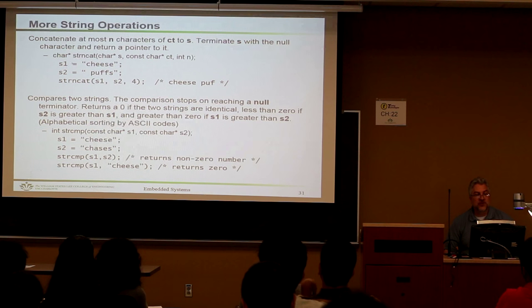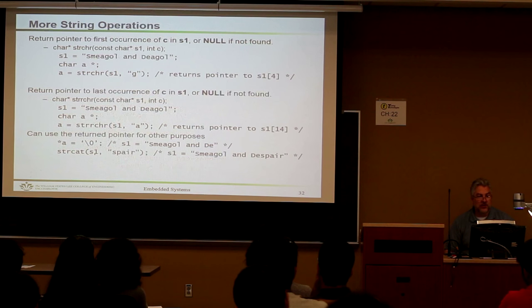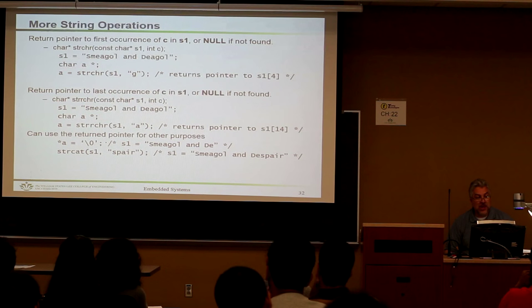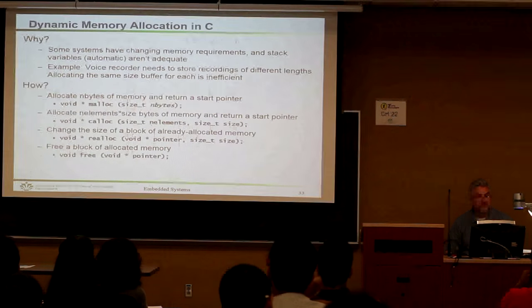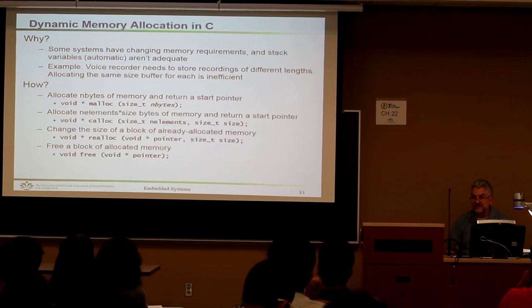So there are other operations. For example, you can do a concatenate with a certain number of characters. You could also compare strings. I think you all have had this before. I don't really need to go into that. You can also identify a pointer to the first occurrence of a particular character, or the last occurrence, or you can try other examples like use the return pointer for other purposes. So with that, I'm going to say we'll address this in our next class.